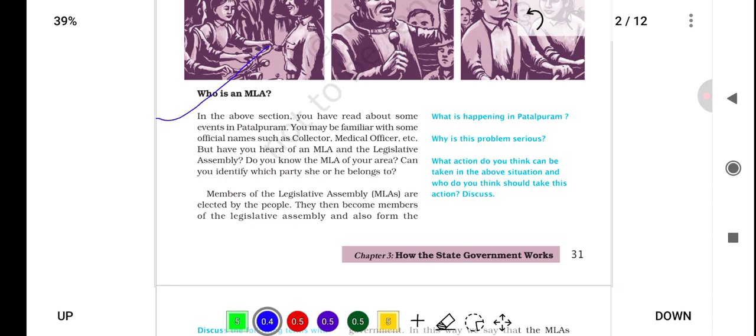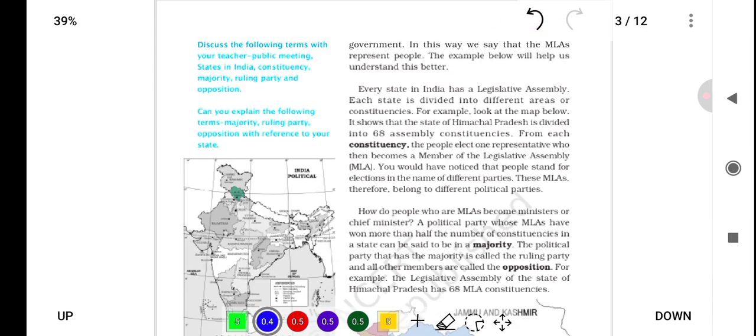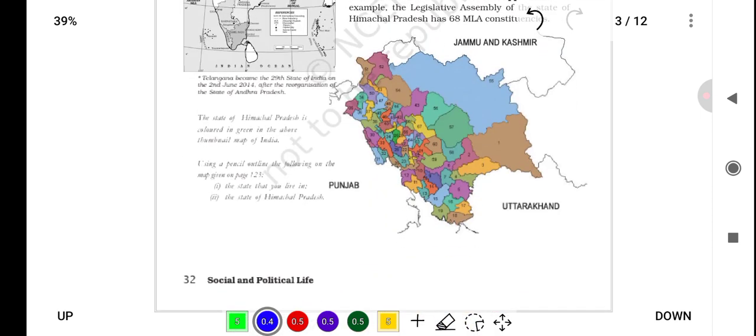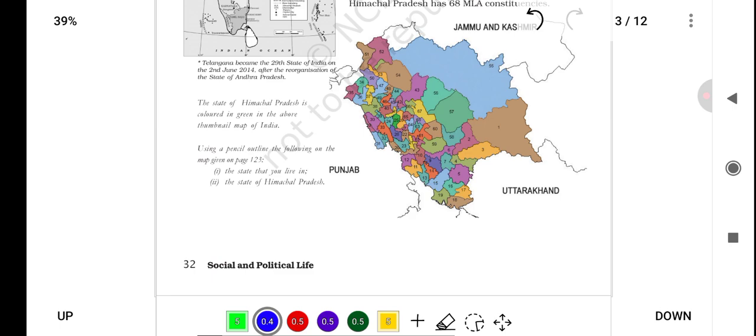An MLA is a member of the Legislative Assembly elected by the people representing different political parties. Each state in India has a Legislative Assembly, with each state divided into constituencies. MLAs who win more than half the number of constituencies are considered the ruling party. Here is the India map: constituency, majority, opposition, Jammu and Kashmir.